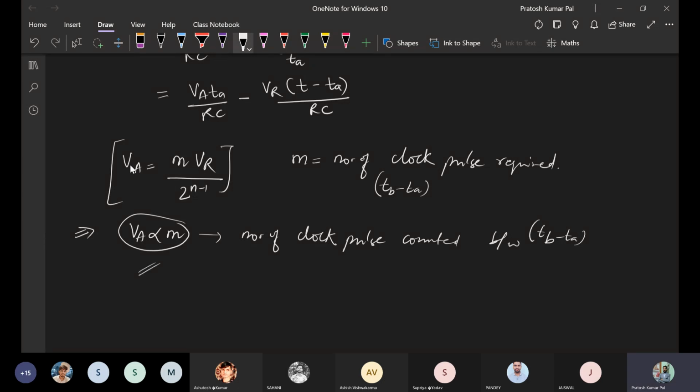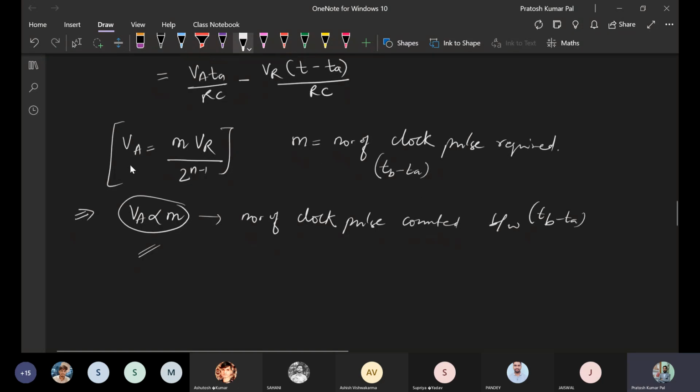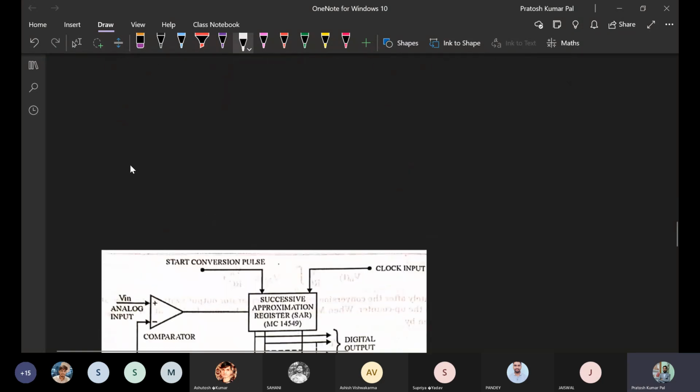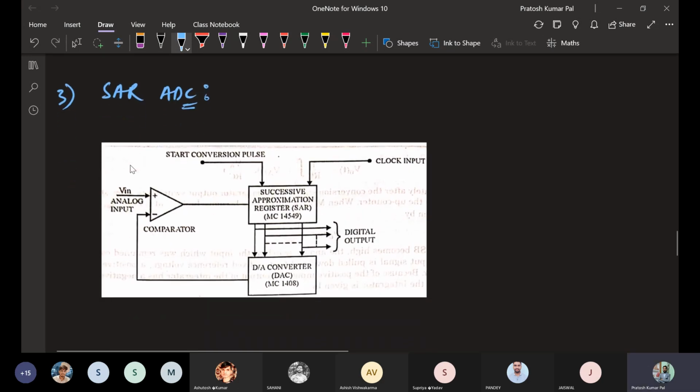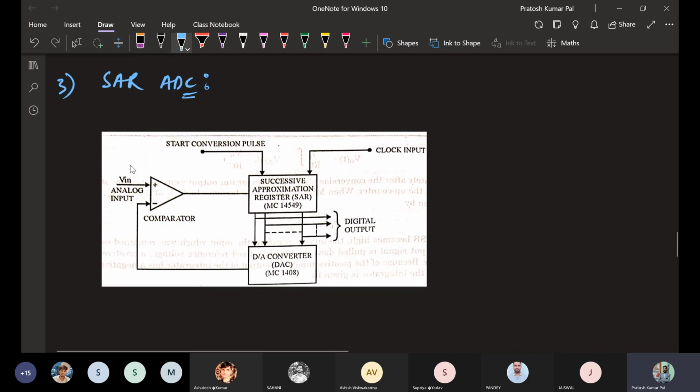So this is how the dual slope ADC works. Okay. The next component, the third one that we will see, is called the successive approximation register ADC. So in case of the successive approximation register type of ADC, this is the block diagram.